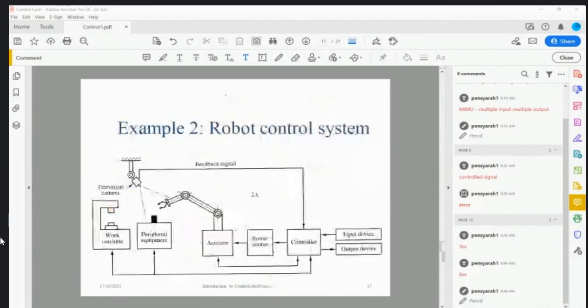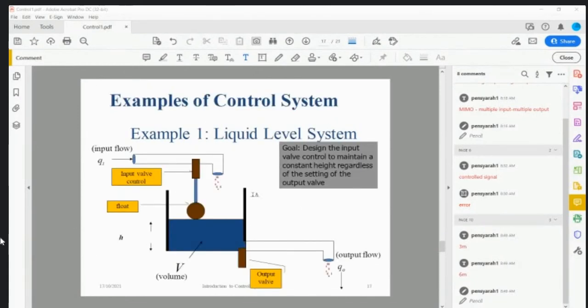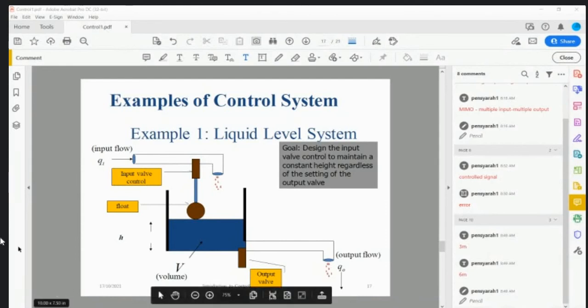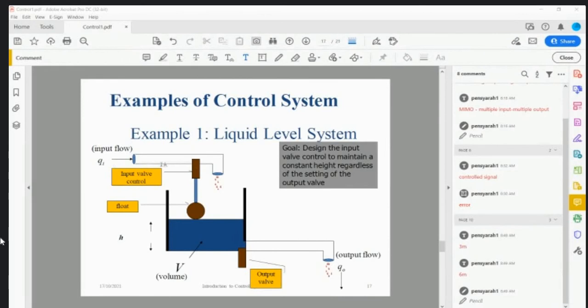More examples here. The liquid level system is the same as just now, but the difference is that now we are controlling the input flow. This is a flushing tank. Instead of controlling the output liquid, now we are controlling the input liquid. It is still to maintain the water level in the tank.